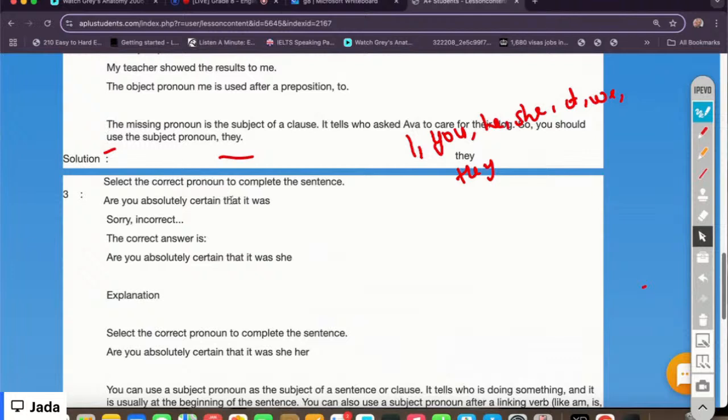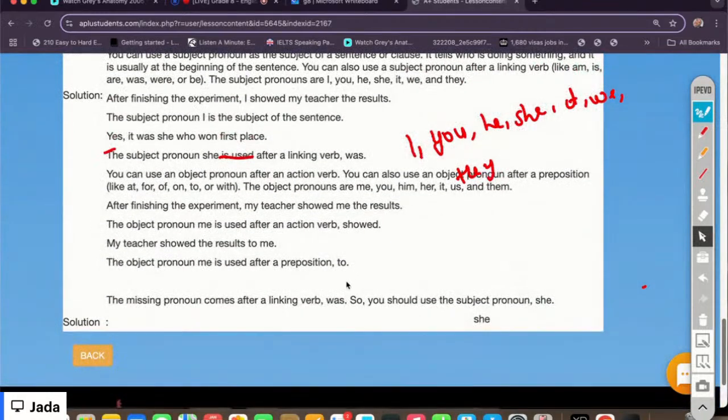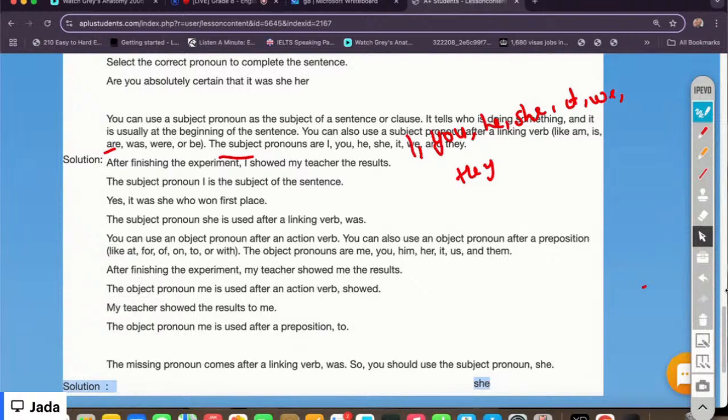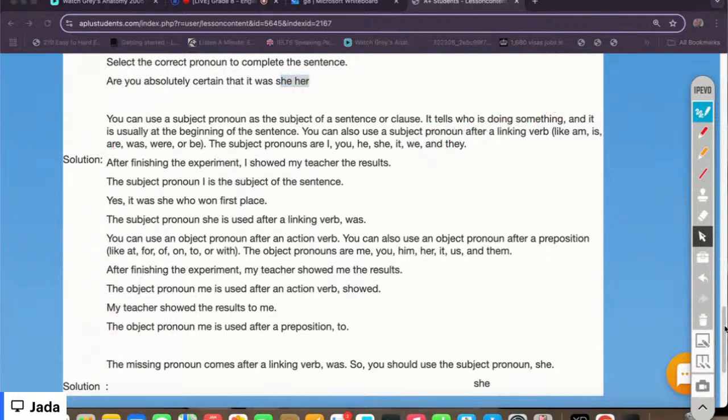Are you absolutely certain that it was dash? So this is what completes the pronoun. Okay, so she is the right subject pronoun there. So it says, are you absolutely certain that it was she? Okay, so let's move to the test.